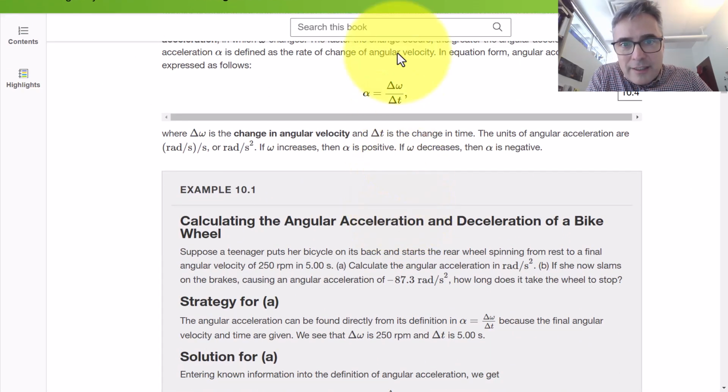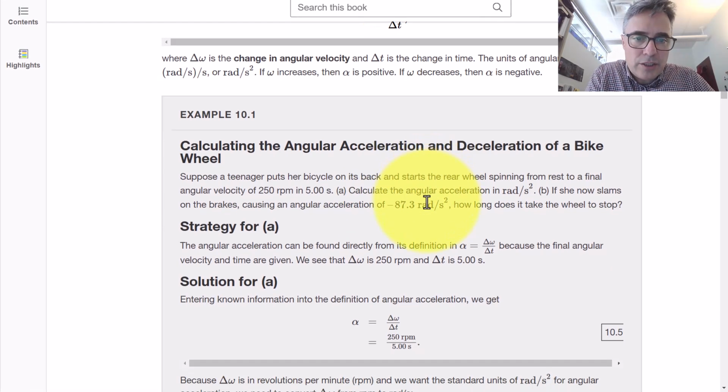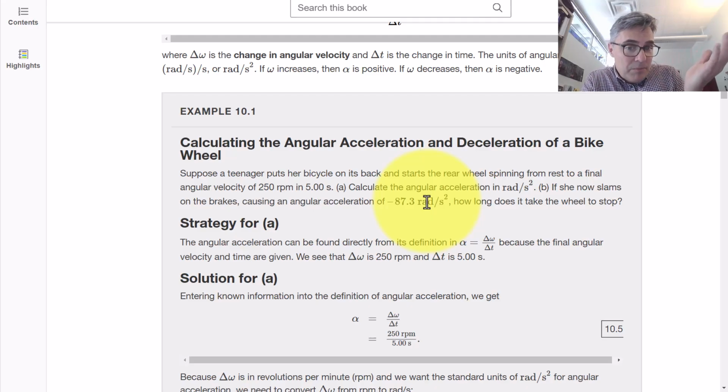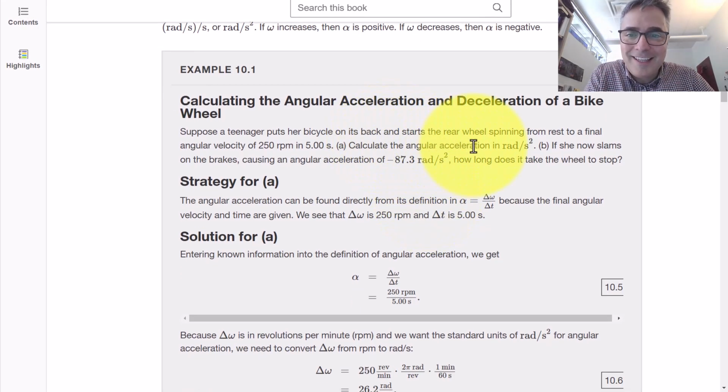Now actually this definition, when you don't use calculus, you're just doing the change delta omega divided by delta t. This is the average acceleration. But I think in this book, they really just seem to always assume that angular acceleration is constant, which I guess it sometimes is, but really it should be stated.